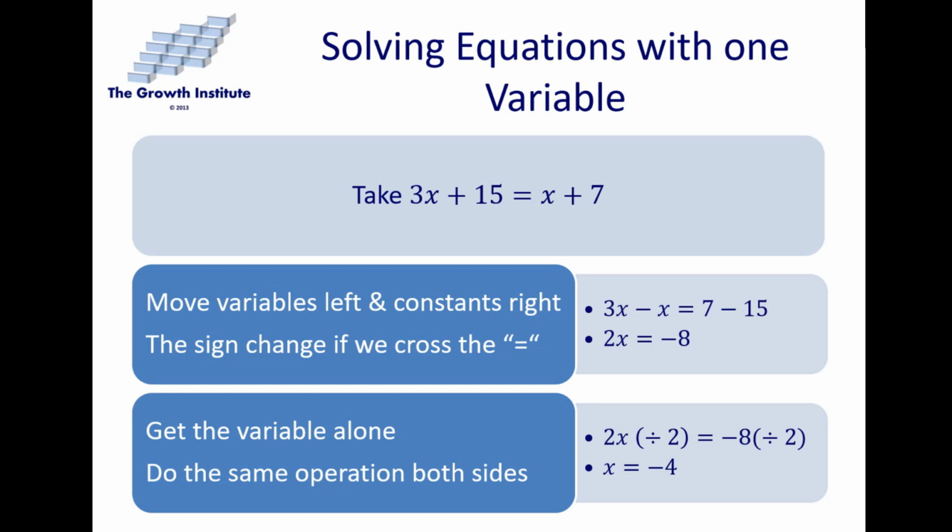Okay. Next thing we must do is to get the variable alone. And the way to get the variable alone is to do the same operation on both sides. So to get x alone, I must divide by 2. If I'm going to divide on the left-hand side of the equation by 2, I must do the same on the right-hand side. So 2x divided by 2 is x, that's what I want. And minus 8 divided by 2 is minus 4. So I've solved this equation. x is equal to minus 4.